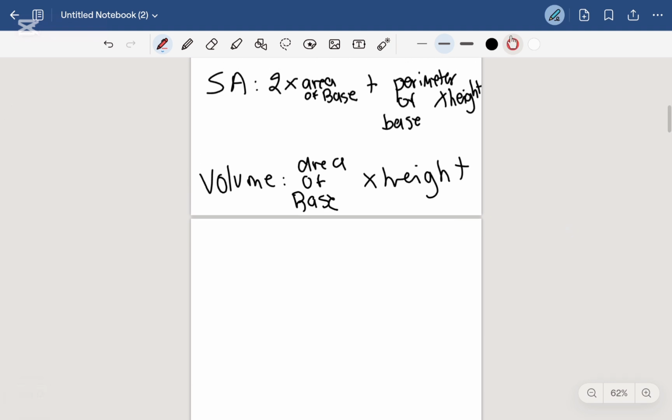Now, finally, we will be discussing what? The lateral area of a prism.